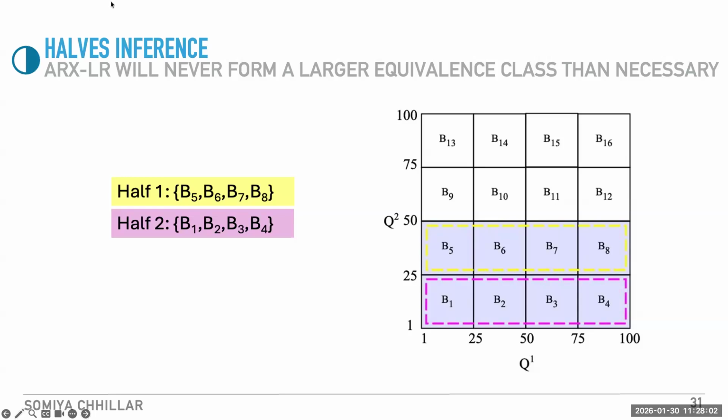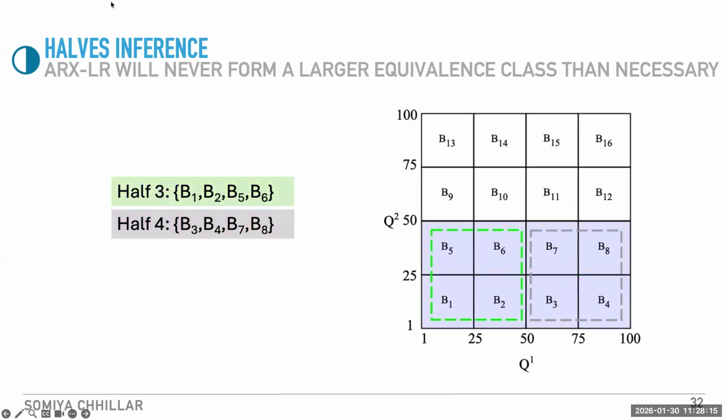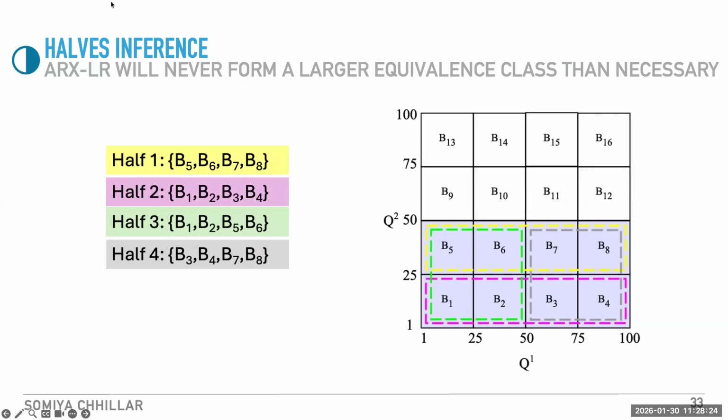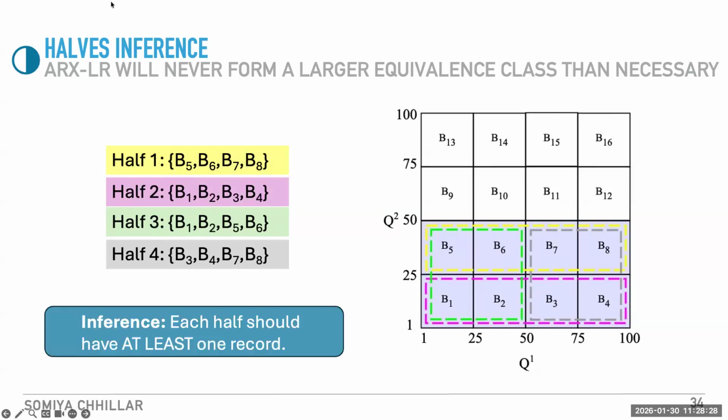So in this example particularly, if we see half one and half two, we can say for sure that both of them have at least one record in them. Similarly, if we see half three and half four, we can say that they have at least one record in them. So in the end, we have four halves for every equivalence class, and each half should have at least one record.